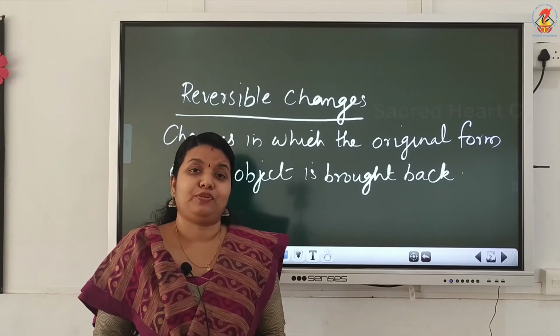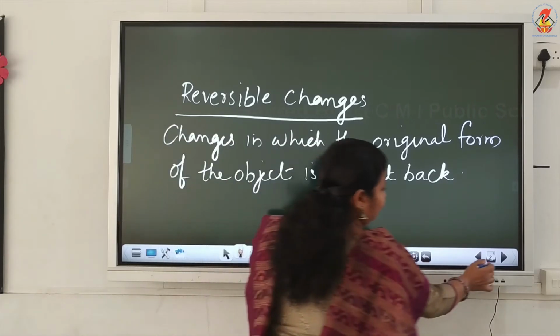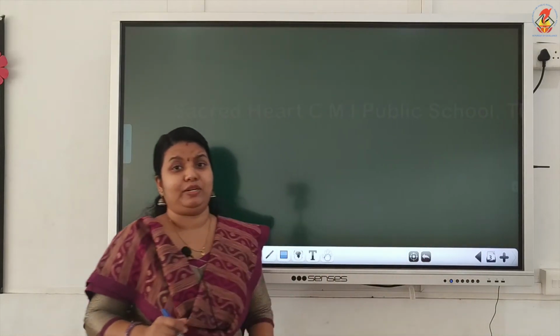And more examples for reversible changes we will learn in this chapter. So, let us move on to the second type of change. So, first one is reversible change. Now, we will move on to the second type of changes. For that again there are three activities.